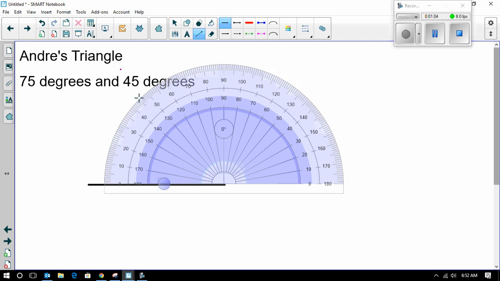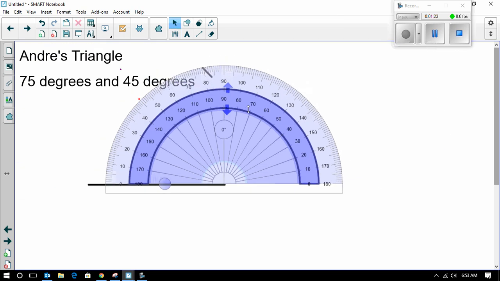would be about here. Oh, I don't want a segment there. Let me delete that. Let me get to my pen. I'll go red for that one. So here again is 45 degrees. Okay, so let's move the protractor out of the way.